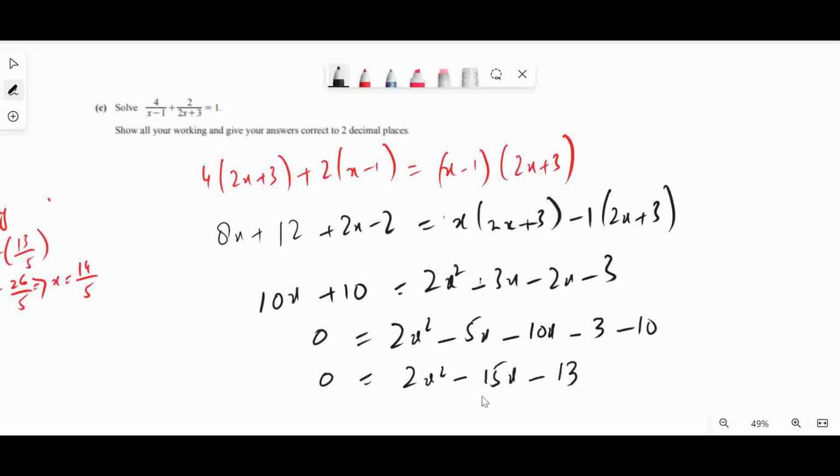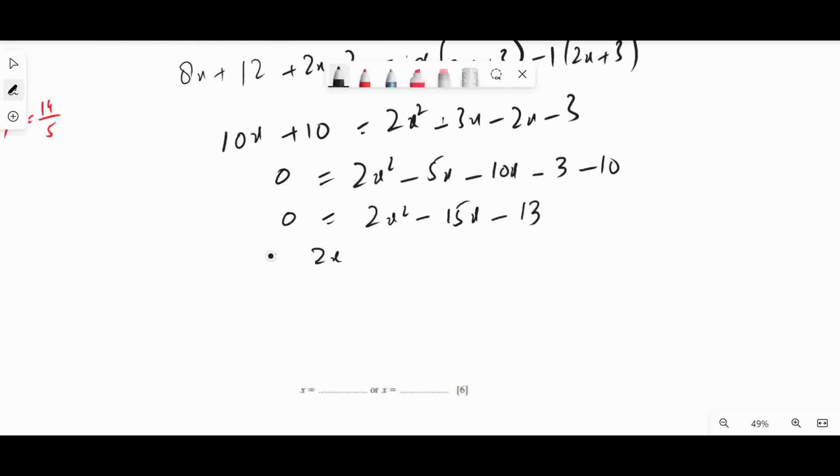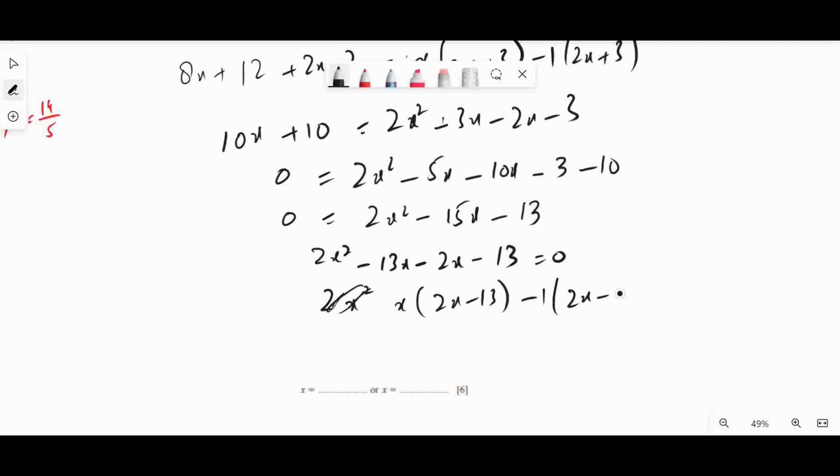So 13, this will be, so we can further simplify it as 2, we can use the middle term breaking over here. So this will be equals to 2x square minus 13x minus 2x minus 13. So this will be equals to 0. Let me write it over here. So 2x square. Now we can take x as common. So this will be 2x minus 13. Now here we can take minus 1 as common. So 2x.